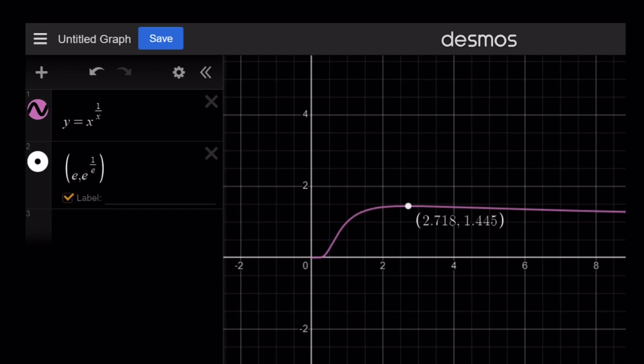And here's the graph that I want you to take a look at. The graph of y equals x to the power 1 over x. Notice that we have a maximum at this point, and the allowable maximum value for the y is as such.